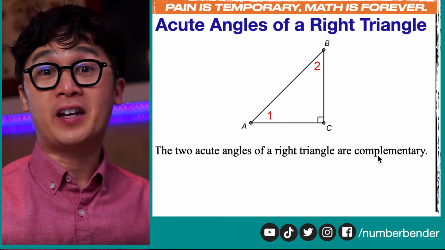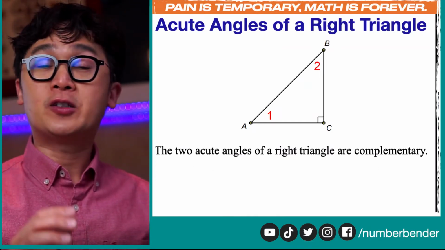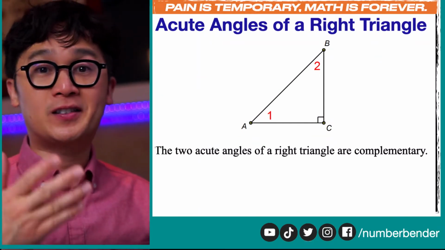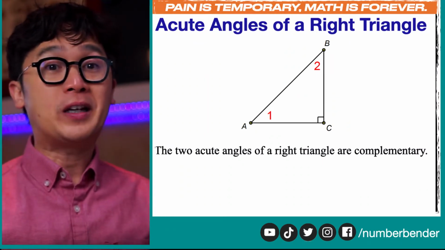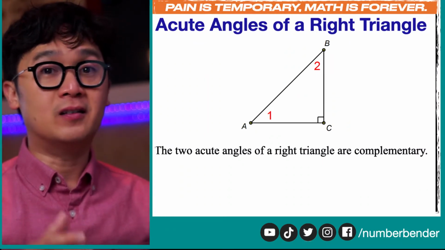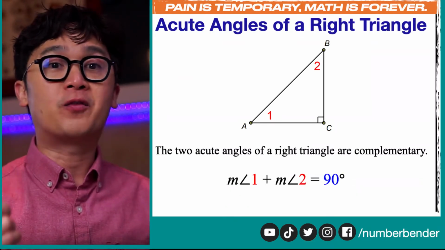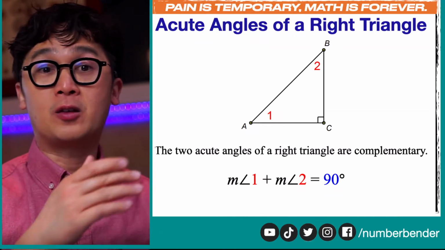So instead of using 90 degrees, notice that we use complementary, because we need to know the words associated with these terms in geometry so that we'll be able to understand what we are reading in a mathematical theorem similar to this one. And this is another corollary coming from the Triangle Angle-Sum Theorem, the theorem that we have done a while ago.